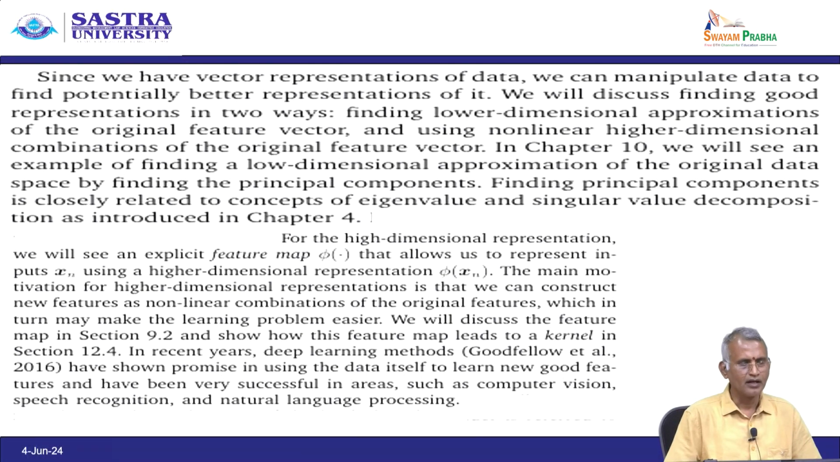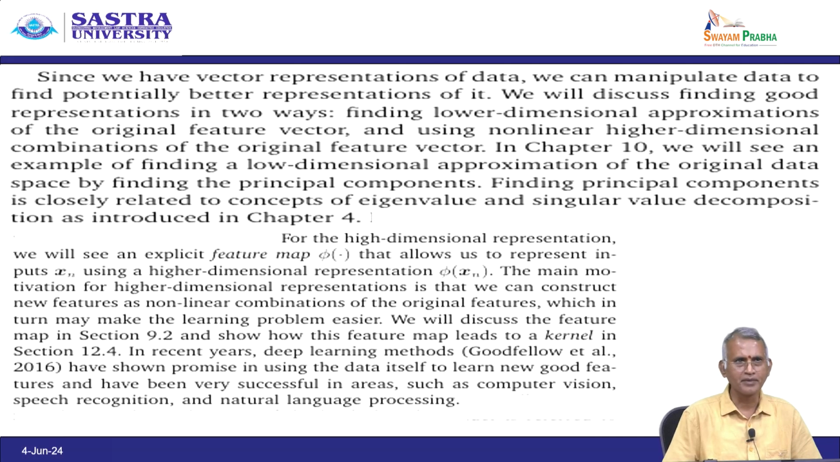Since we have a vector representation of data, we can manipulate the data to find a potentially better representation of it. We will discuss finding good representations in two ways. One is finding a lower dimensional approximation of the original feature vector, and another is using nonlinear higher dimensional combinations of the original feature vector. In this chapter we will see an example of finding a low dimensional approximation of the original data space by finding the principal components, which is closely related to the concepts of eigenvalue and singular value decomposition that we already introduced.